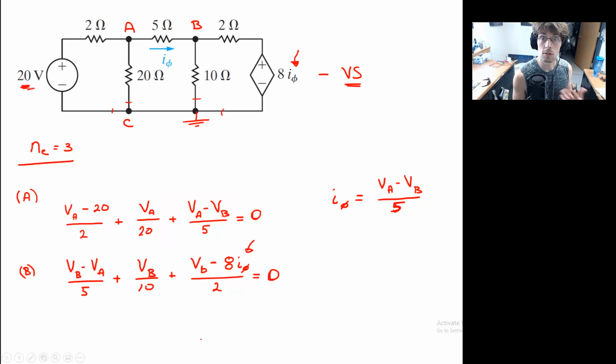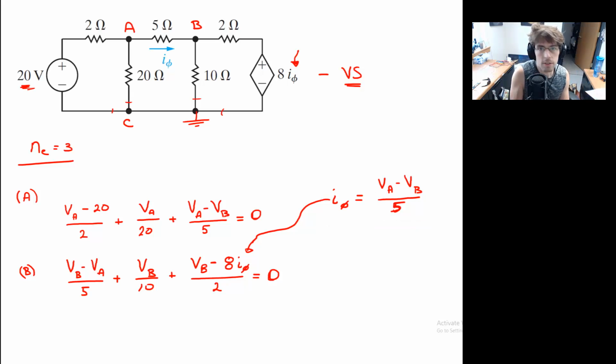Okay. So what I want to say is that when we have a dependent supply, we can go ahead and still write our node voltage equations, just like we normally would. How we take care of the dependent supply is by a third equation, which, if it's a current controlled supply, then we substitute in our Ohm's law for the current. If it's a voltage controlled voltage supply, then we just write in our regular voltage drop. Okay.